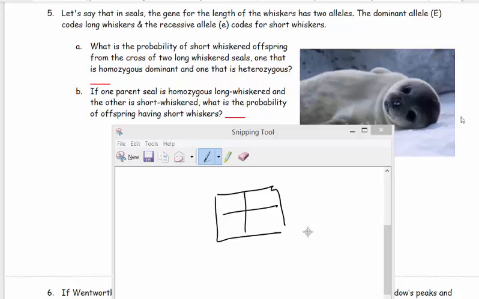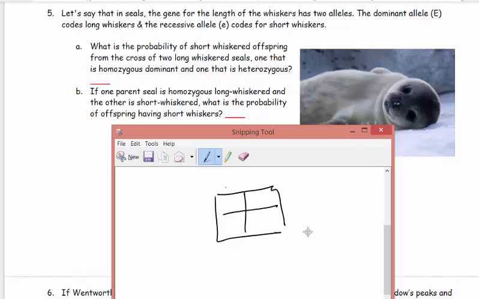So 2 long-whiskered seals, one that is dominant and it's homozygous. So dominant and homozygous means that it has the same allele, and dominant means that they'd both be capital. So I'm going to come in here and just put that at the top of my Punnett square. The other one is heterozygous, which means it has one big, one small. Okay, so if we finish this Punnett square, we get big E big E, big E big E, big E small e, and big E small e. Remember, we always put the big before the small if it's heterozygous.